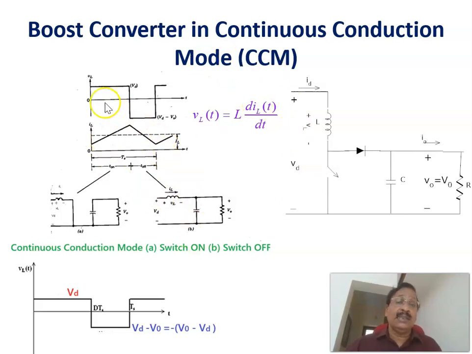This is the inductor current and this is the voltage across the inductor. And these are the two equivalent circuits when the switch is on and when the switch is off. Therefore, this is a continuous conduction mode. Switch is on here and switch is off here, and the same waveform is shown here. When the switch is on, the voltage across the inductor is Vd, a positive voltage. And when the switch is off, the voltage across the inductor equals Vd minus V0, or the same thing can be written as minus of V0 minus Vd.